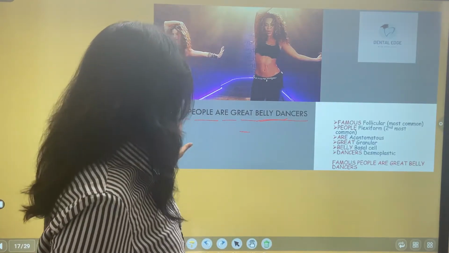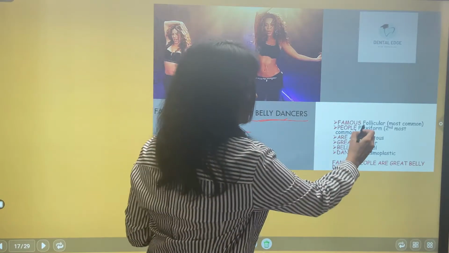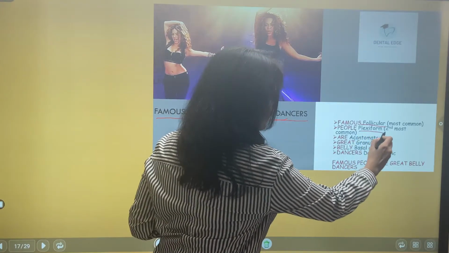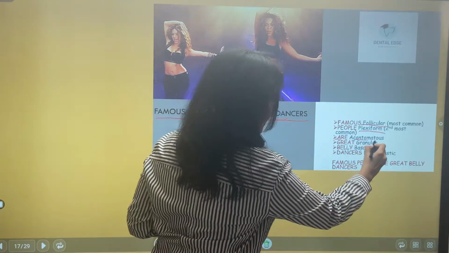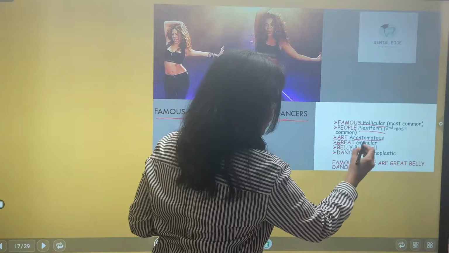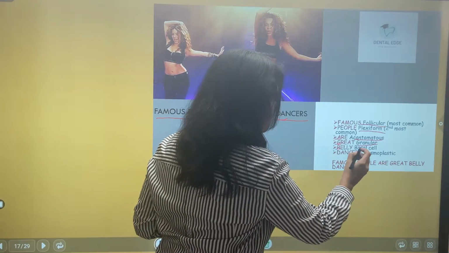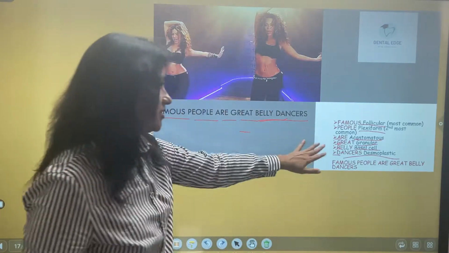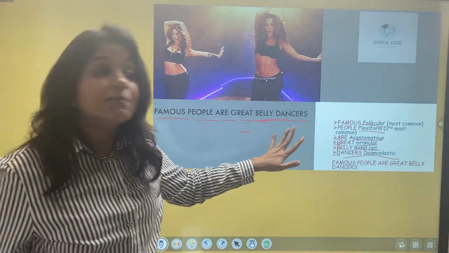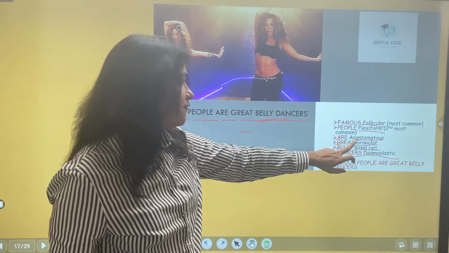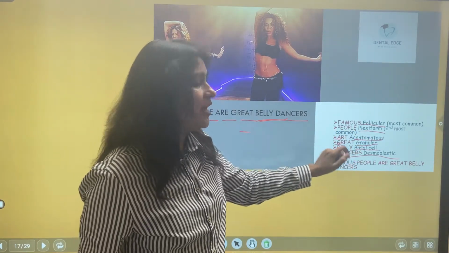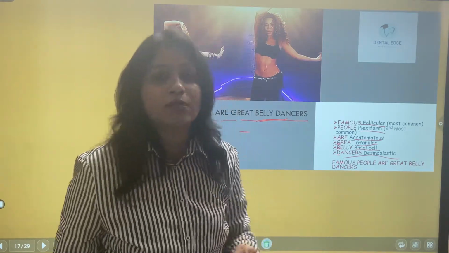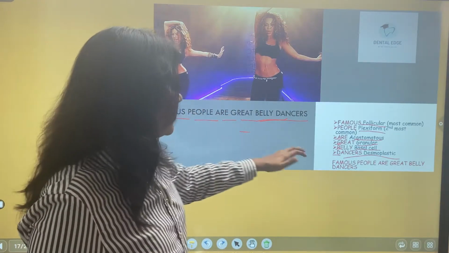What are they? From the F of famous comes follicular. From the P of people comes plexiform. From the A comes acanthomatous. From the G comes granular cell. From the B comes basal cell. And from the D comes desmoplastic. So famous people are great belly dancers: follicular, plexiform, acanthomatous, granular, basal cell, desmoplastic. These are the 6 histopathologic subtypes of ameloblastoma. Now which one is mentioned in our question?